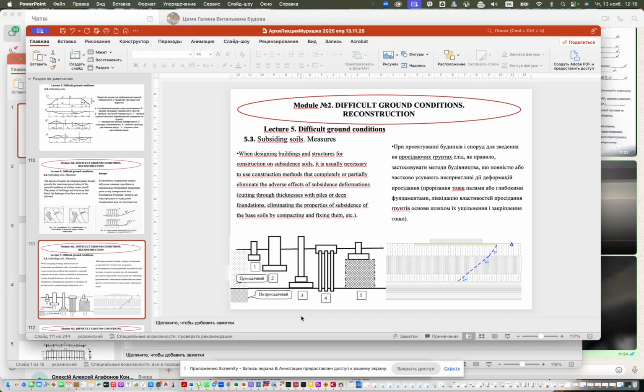And what should I do? What should I do in this situation? The only way that I have in this situation is to make the next solution, because except for cutting through the thickness with piles or deep foundation or eliminating the properties of subsidence, we can also protect this ground from the water effect. But we have two sources of the water.